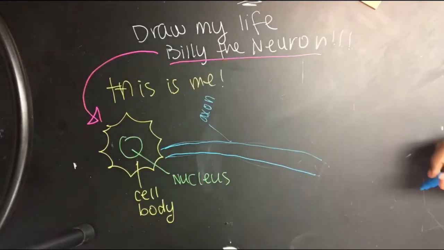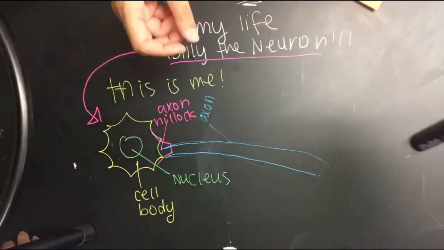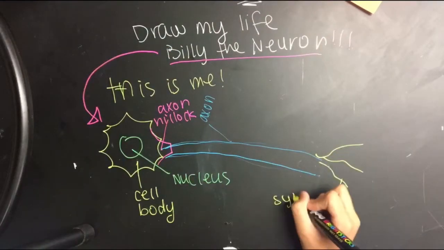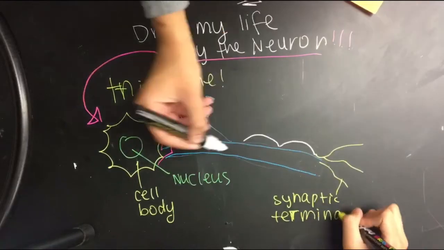On the very end of my axon, I have synaptic terminals that allow for the formation of a synapse, which is the region between me and my other neuron friends. That is where chemical messengers called neurotransmitters pass on my information.